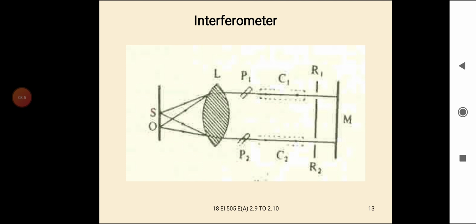Here P1 on the reference side is at a fixed angle. On the sample side, the angle of P2 can be adjusted by using a micrometer.